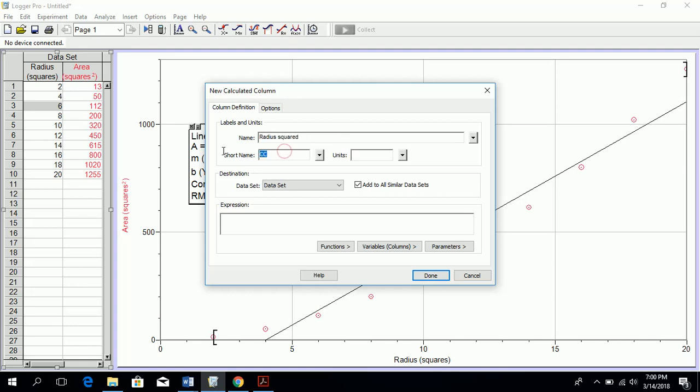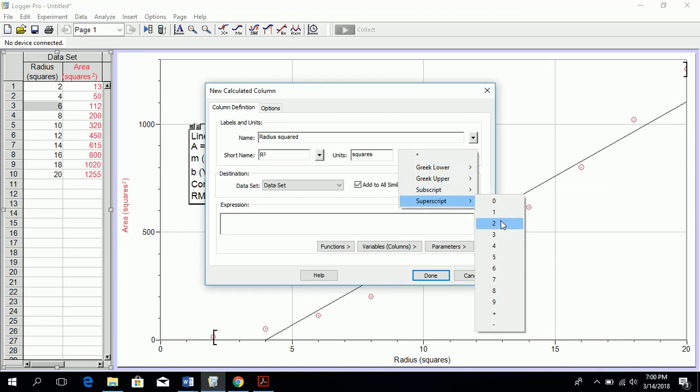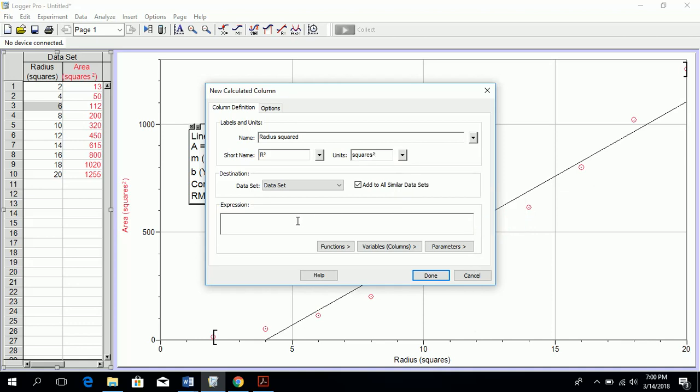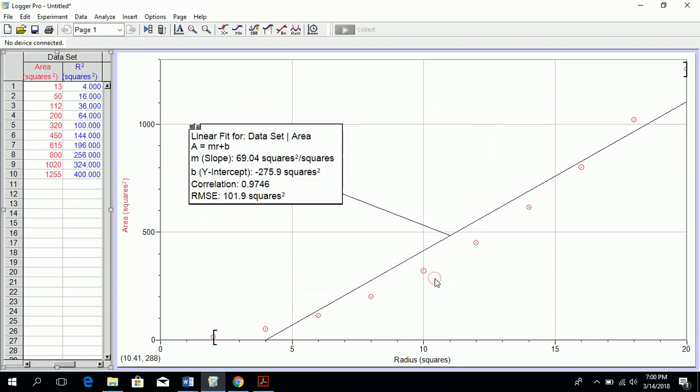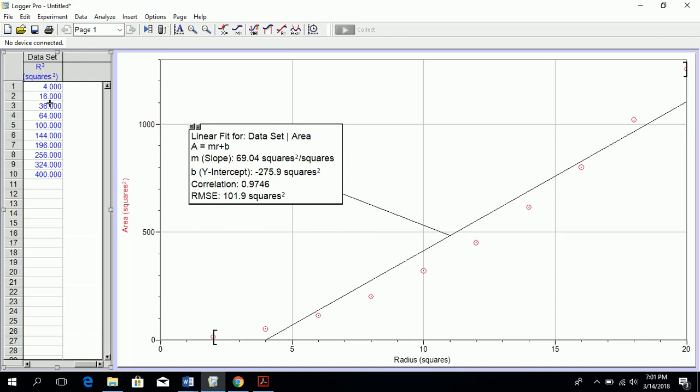My short name is going to be R superscript 2. And my units before were squares, so now they are squares squared. My expression is what I want the computer to do. So I want it to get radius and square it. So I find in my variables radius, and squared is shift 6, 2. That's to the power of 2. So I've now done that, and over here, hiding over here, is my r squared values.